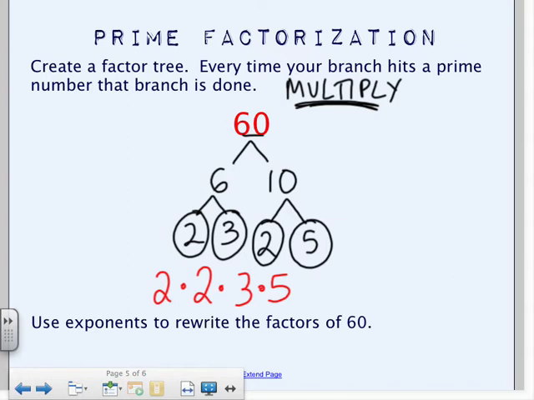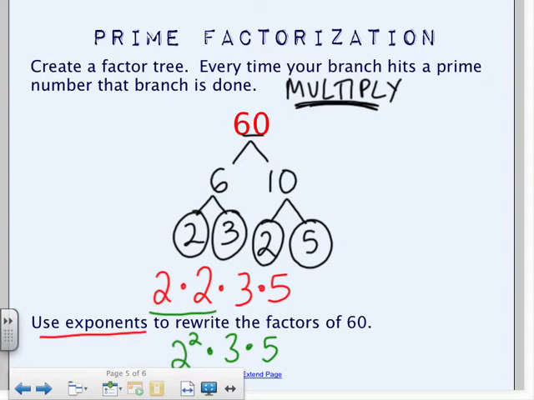Now, you can also use exponents to write it out as well. Where we would use the exponents is this 2 times 2. Remember, when you have a number repeating, multiplying by itself, you can write it using exponents. So that would be 2 squared, right? 2 times 2 is 2 squared. Times 3 times 5. Those ones I can't use exponents because they weren't repeated. I could put a little 1, but that's kind of pointless.